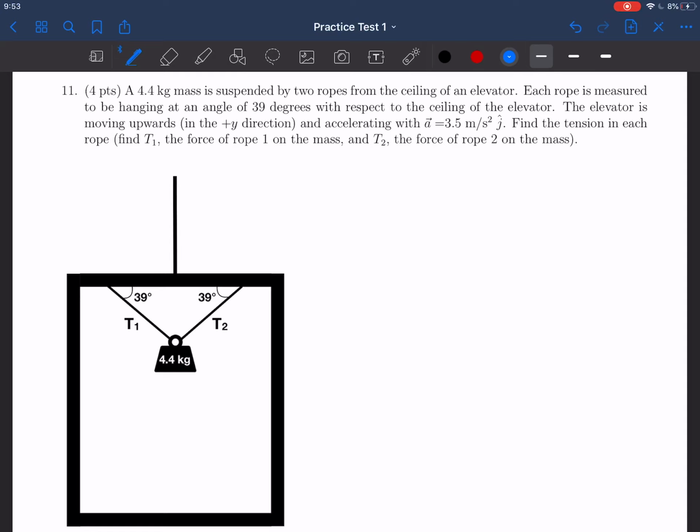Alright, so we have two ropes hanging up this mass in an elevator. We want to find the tension in these ropes. So tension we know is a force, and so we know we have to use force concepts for this problem. We have a couple of knowns which we can write down to begin with.